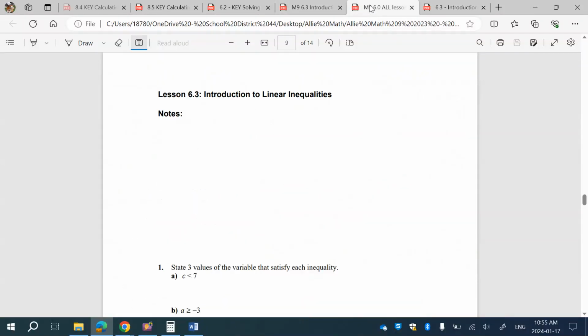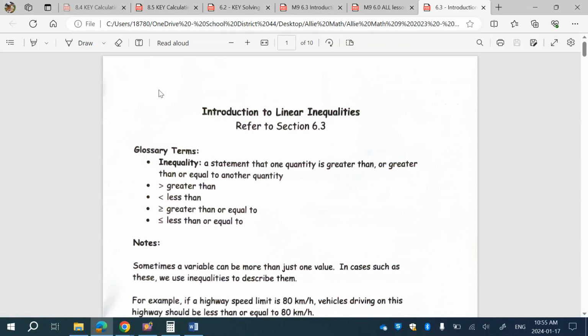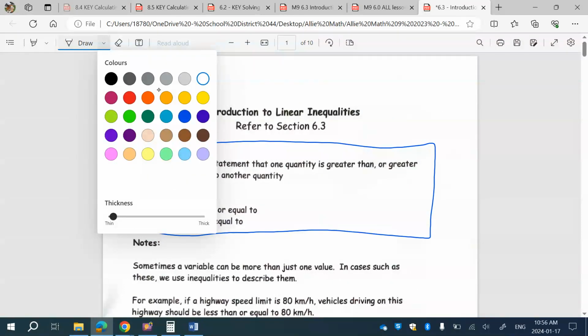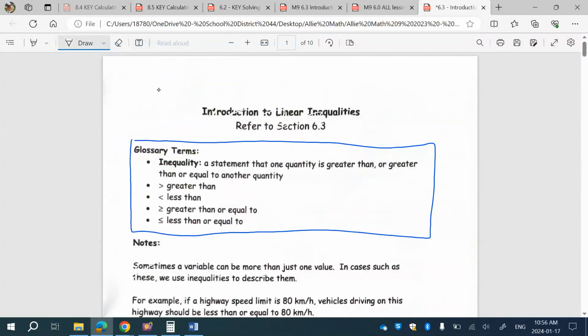Here we are, everybody. This is 6.3, an introduction to linear inequalities. We're going to start with some notes, and I like the notes from this version right here. So what I'm going to get you to write in the notes section, even though I've printed the other version, is this part right here. You can ignore this part for now, but this is what I would like you folks to write down.